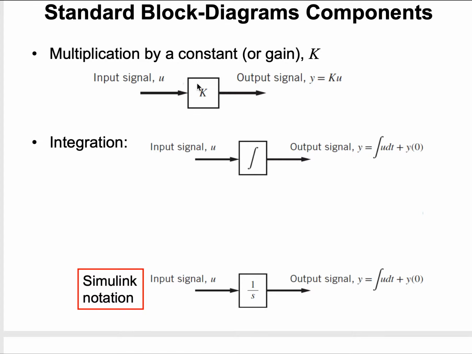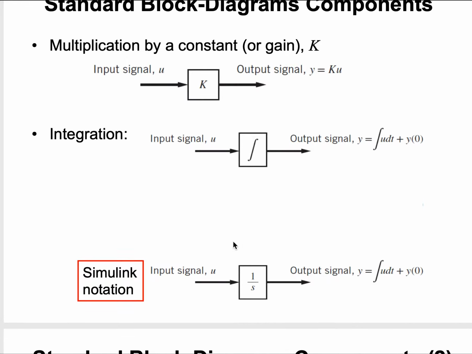This is how it is shown. We have a signal. If we have that square, it means that we multiply it with a constant, and the output is equal to that constant times the input. This is integration, actually. The output is the integral of the input, but in Simulink notation, we put a 1 over s for that. That 1 over s is actually, remember, the Laplace transform of an integral of something.